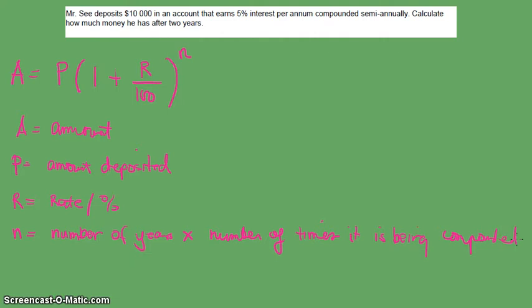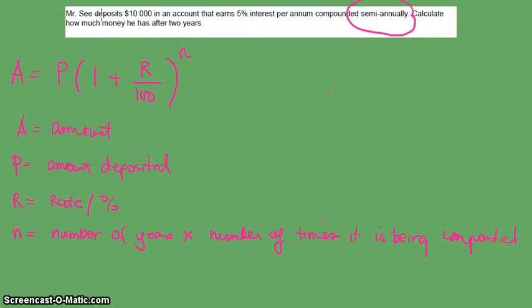Okay, so once you understand the meaning of the letters in the formula, it will be easy for you to put the numbers. Now, most interest problems will be compounded annually. So there will be cases when you have to compound monthly, quarterly, and in this case we have to compound it semi-annually. Annually means once a year, so semi-annually means twice a year.